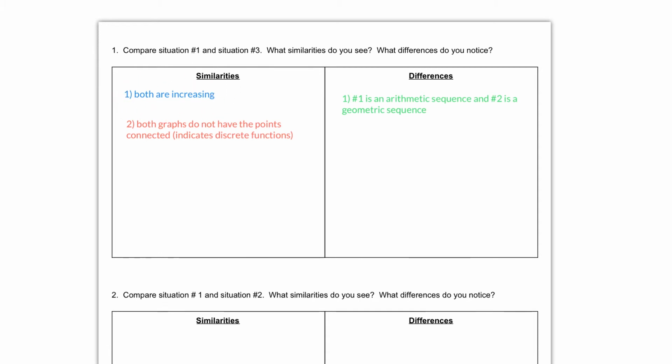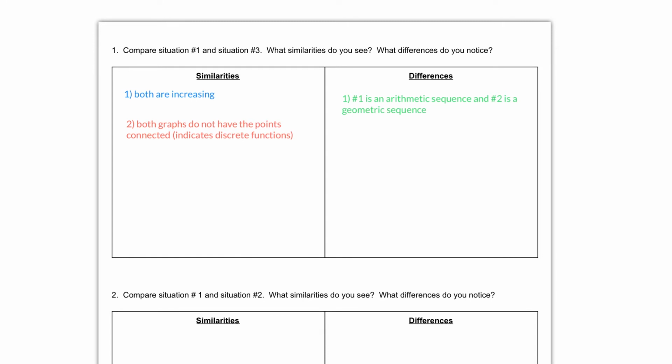So that means that they are increasing means they're going up from left to right. Both graphs do not have the points connected, and if the points are not connected, this indicates that this is a discrete function. And we'll get into the definition of discrete functions in the next task, but just keep that word in the back of your mind for now.